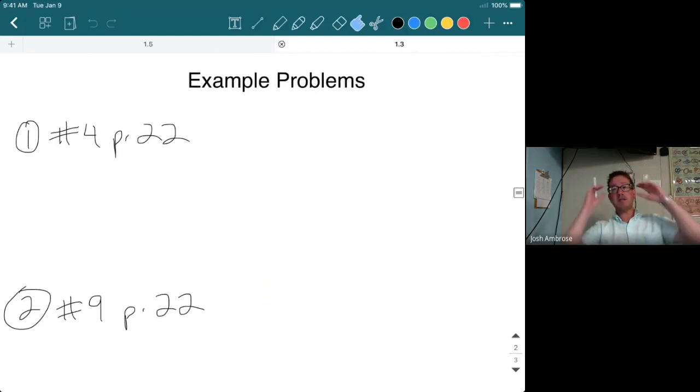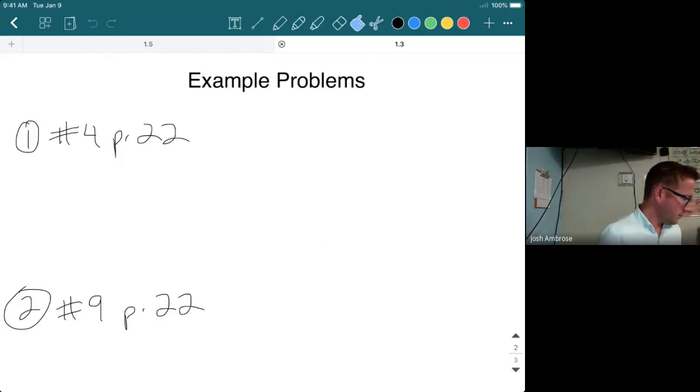Okay, let's jump into some example problems. All of these example problems are going to come from potential homework problems, so you really want to pay attention here. We're going to take a look at number 4 on page 22. They're written in sentences, so I wanted to save myself some time and save you some time. Just look at the textbook. I'm going to be referencing number 4.